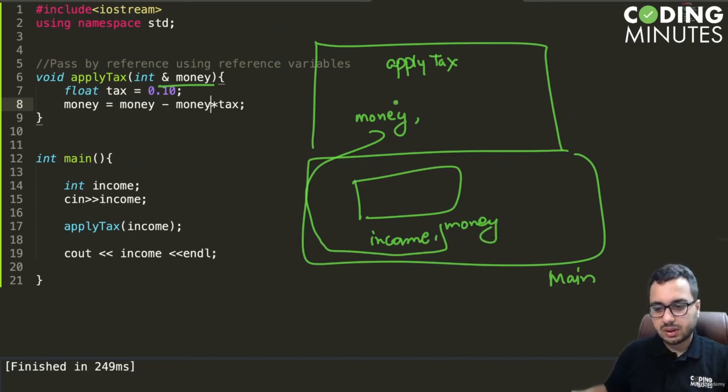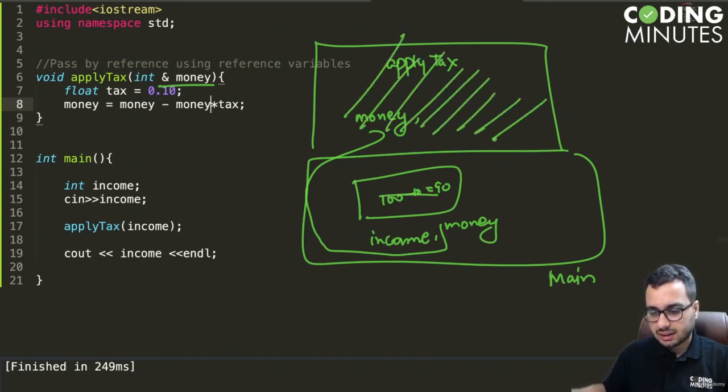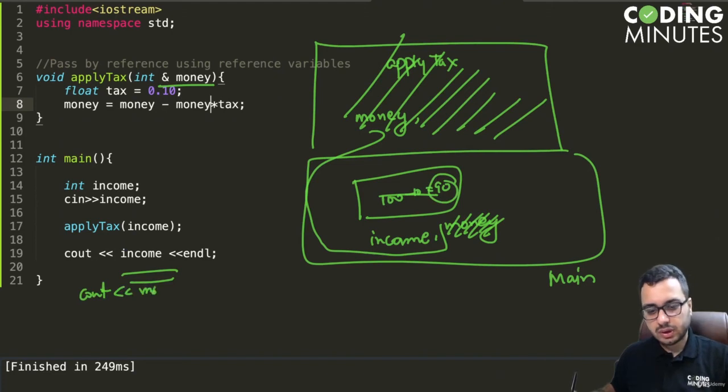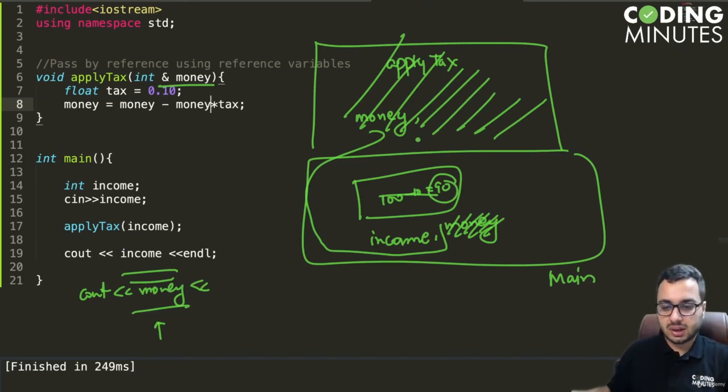Then we do some calculation, we update it, we say okay, 100 minus 10, it should be 90, and then this call is over and this name is also destroyed, and finally when you print income you will still see the output 90. But if you try to do cout money here, you will not get any output. Why? Because this variable does not exist. You will get a compilation error. This money only exists when this function is called.